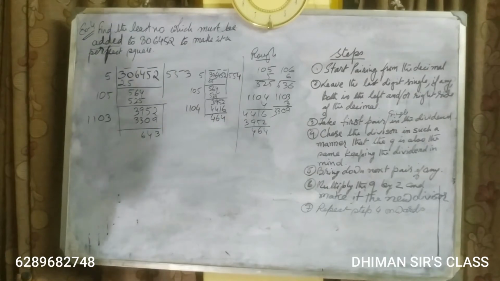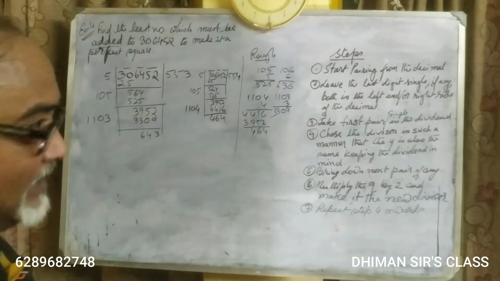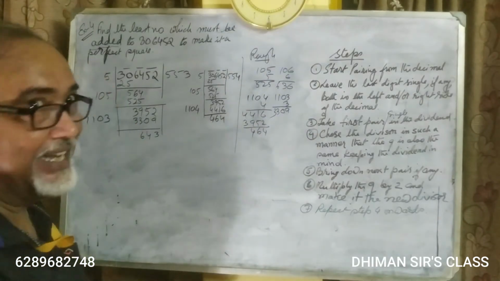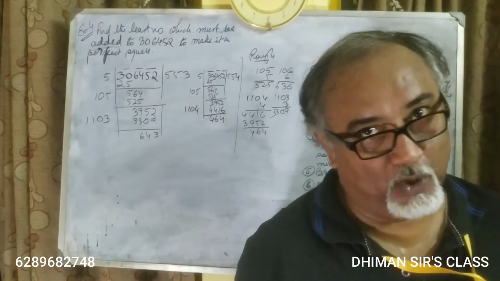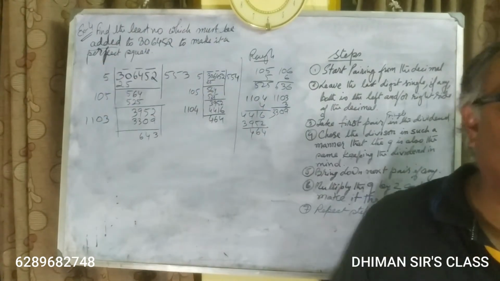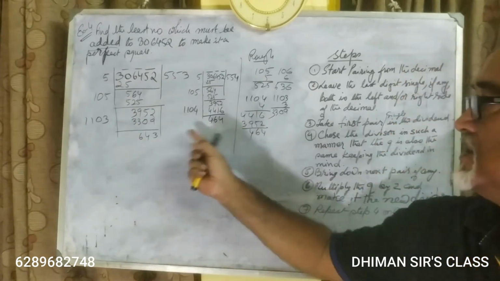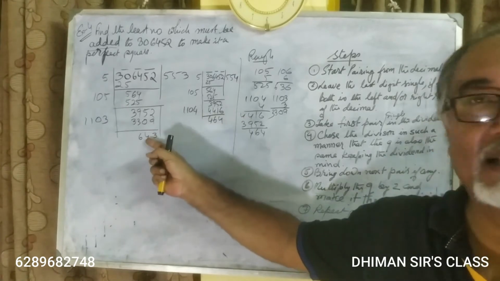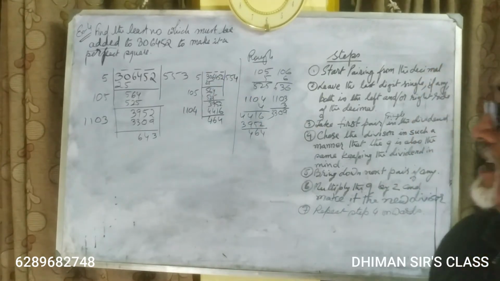Now, sir, why did we do so? Find the least number which must be added. Which means the remainder has to be added here. In the previous example, the least number to be subtracted, so only once we did, and whatever remainder we got, we subtracted from the original dividend. Now here it is to be added. Now which one is least? This one or this one? Of course 464 is smaller than this. So we will add this. 464 is to be added.